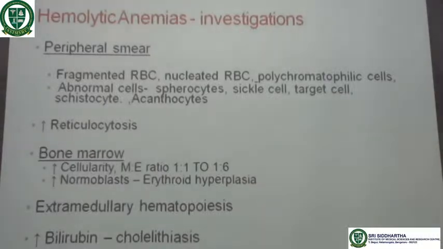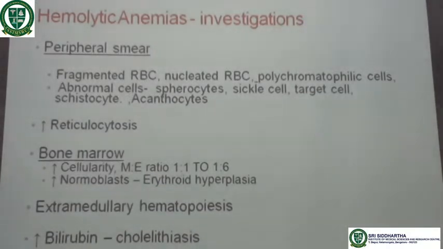What do we see in the bone marrow? The bone marrow is producing the erythroid series a lot, so the cellularity is increased. The myeloid to erythroid ratio is 1:1 to 1:6, so we see erythroid hyperplasia. We see extramedullary hematopoiesis. Extramedullary means outside the medulla, the bone marrow. In some places we are seeing blood production also. We call it extramedullary hematopoiesis.